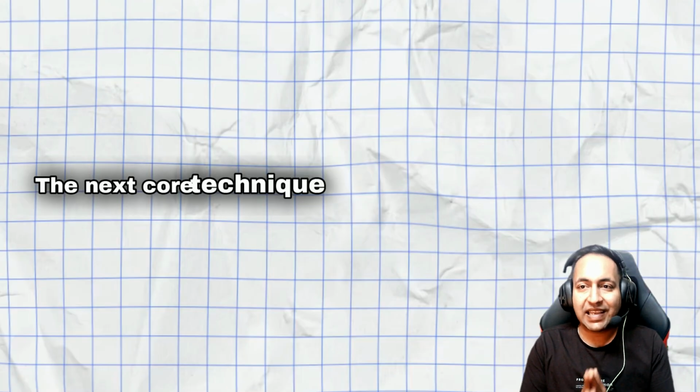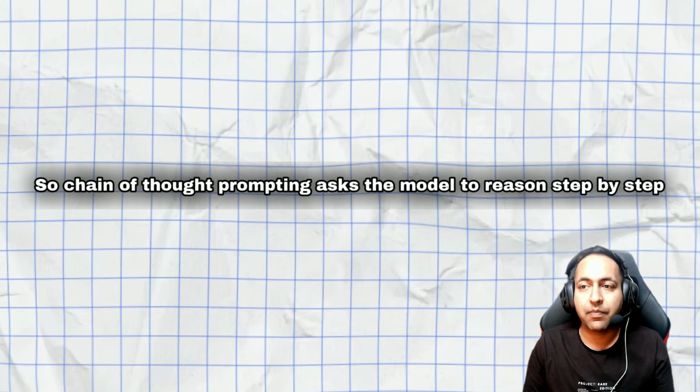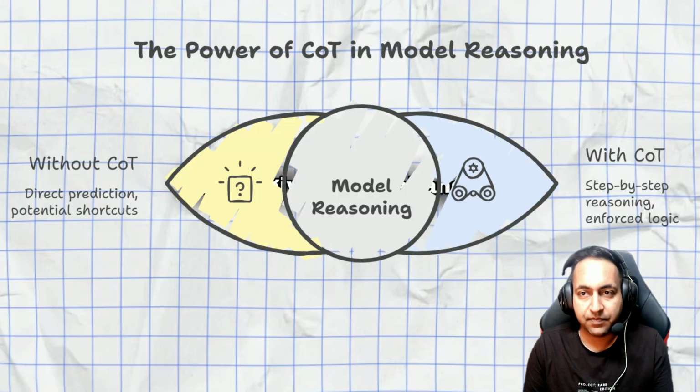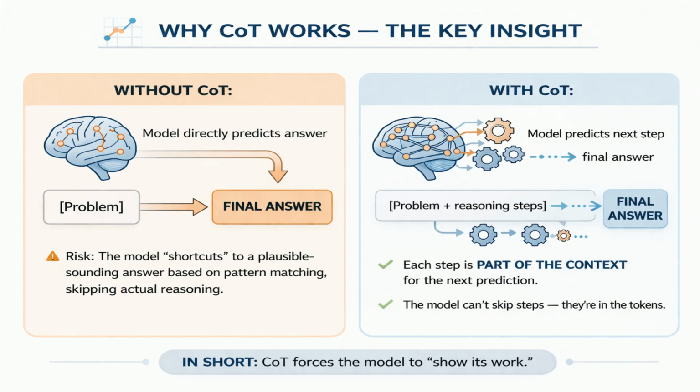The next core technique is chain of thought prompting. So, chain of thought prompting asks the model to reason step by step before giving a final answer. It dramatically improves performance on tasks that require multiple reasoning steps. Chain of thought forces the model to show its work, and showing work requires actually doing the work. So, with chain of thought, each step becomes part of the context for the next prediction, and the model can't skip those steps. They are in the tokens.